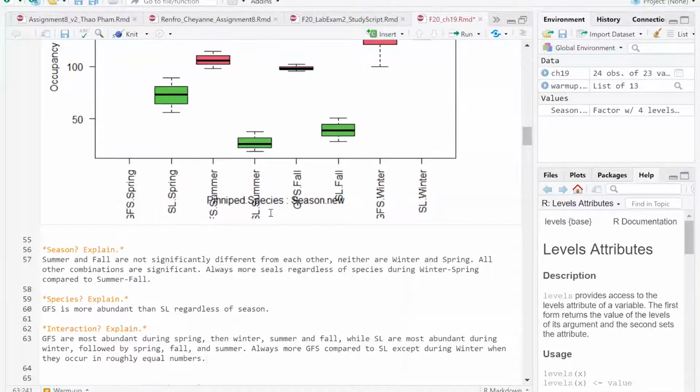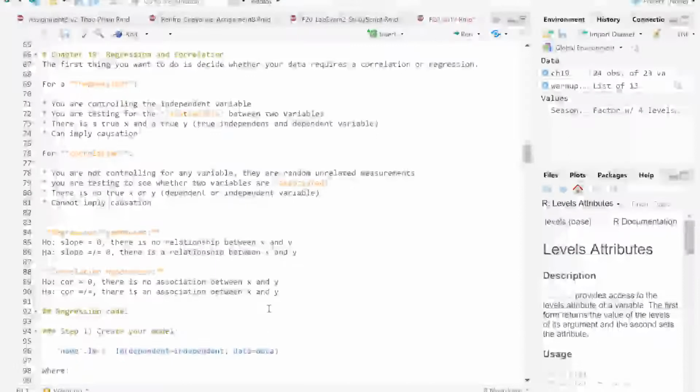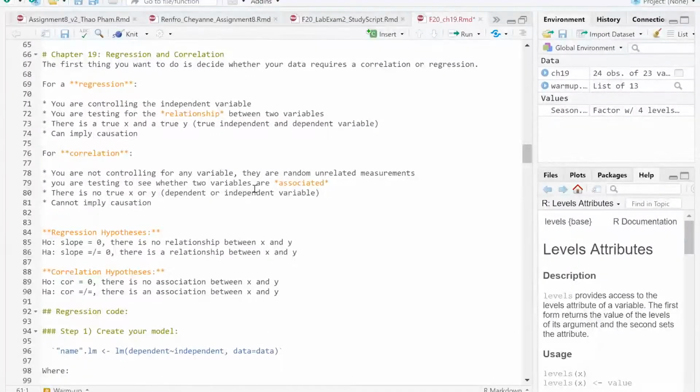All right, so let's switch gears into RStudio. When you're doing these, the first thing you want to decide, even before you plot your data or any of that stuff, is to determine whether or not you're doing a regression or a correlation.